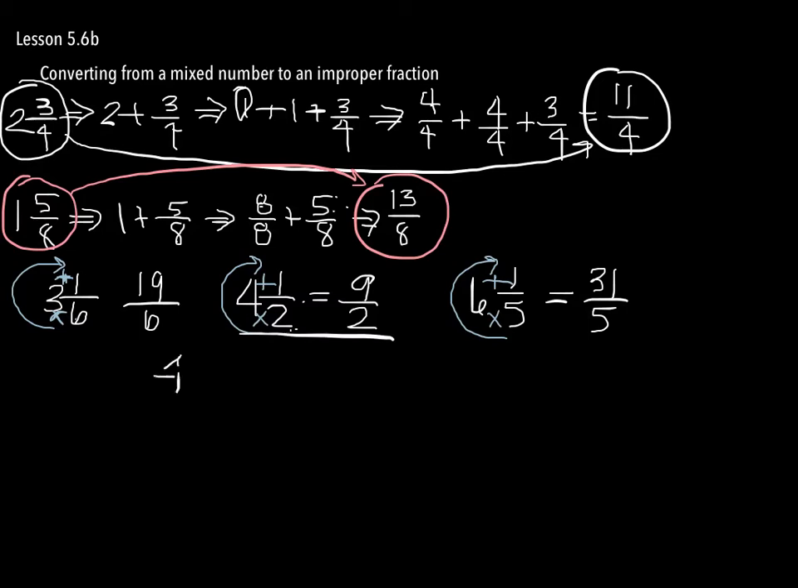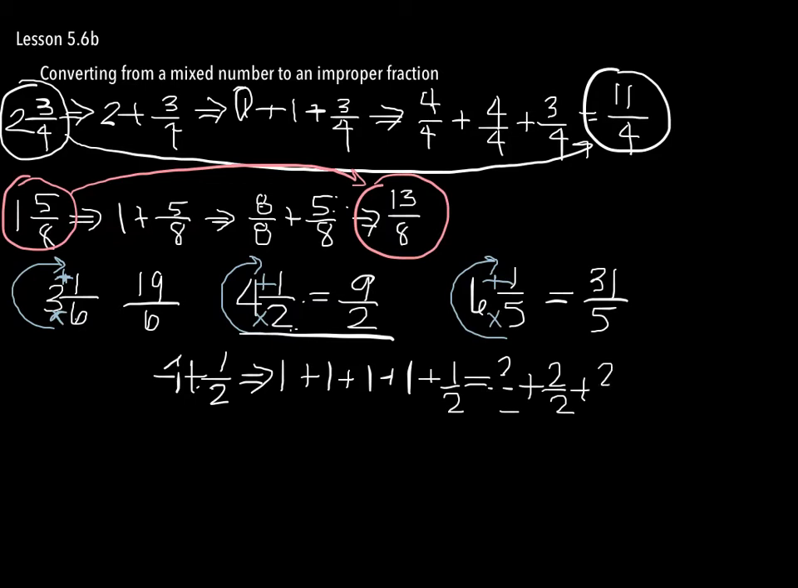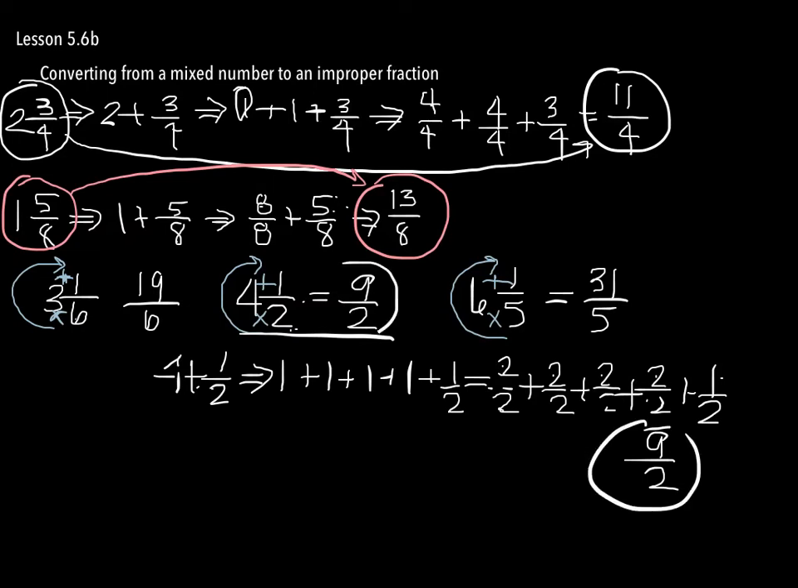So we have 4 plus 1/2, which is going to be 1 plus 1 plus 1 plus 1 plus 1/2, which is going to be 2 over 2 plus 2 over 2 plus 2 over 2 plus 2 over 2 plus 1/2. Okay, that should be 2 there. So now we have 2, 4, 6, 8, 9, and our language is 2. So I have the exact same answer for both of those problems.